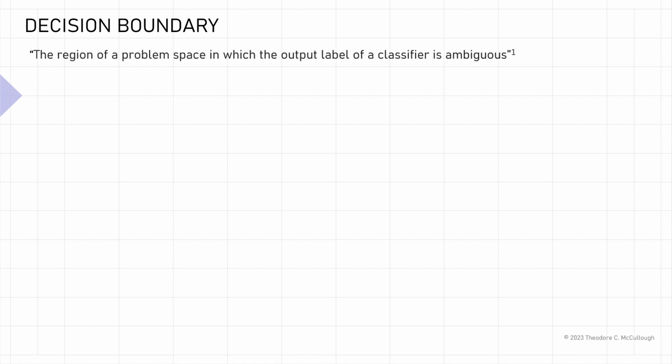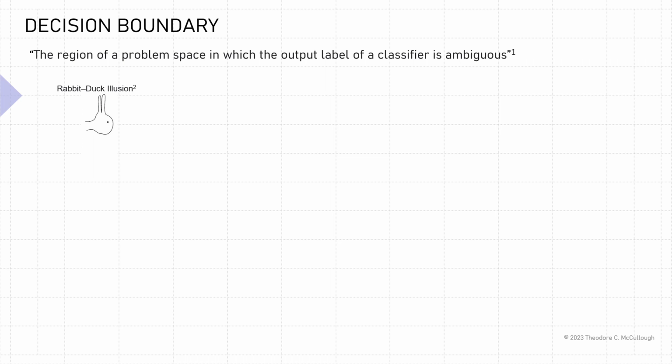To begin to understand attacks and defenses for deep learning, it is first necessary to understand the concept of a decision boundary. A decision boundary is defined as the region of a problem space in which the output label of a classifier is ambiguous. Let me provide an example.